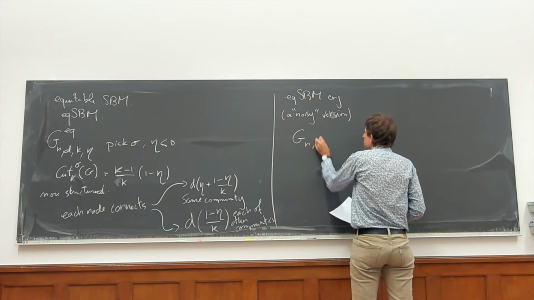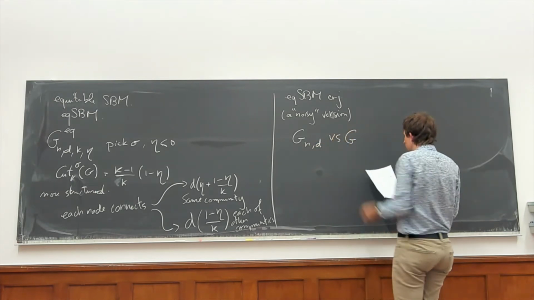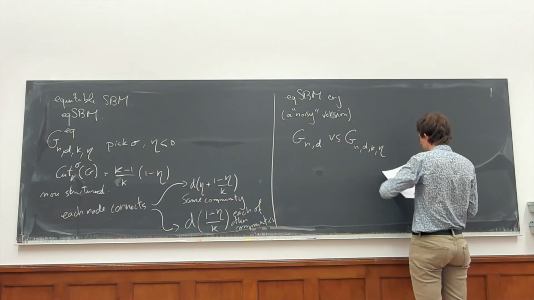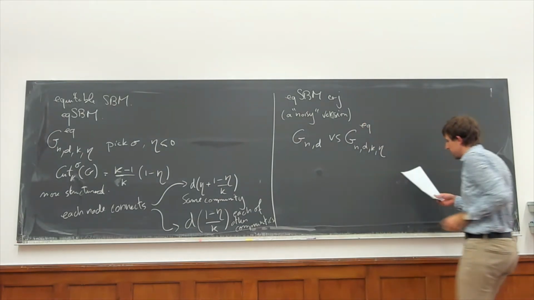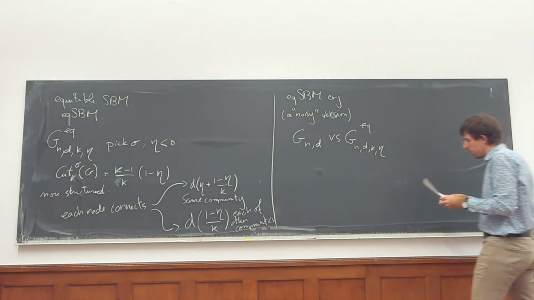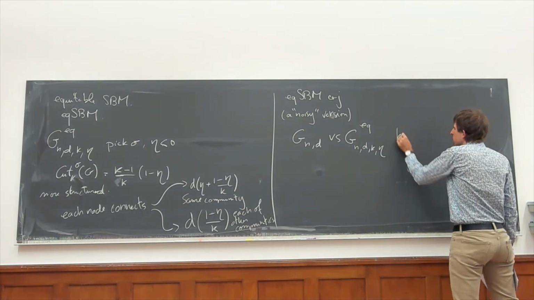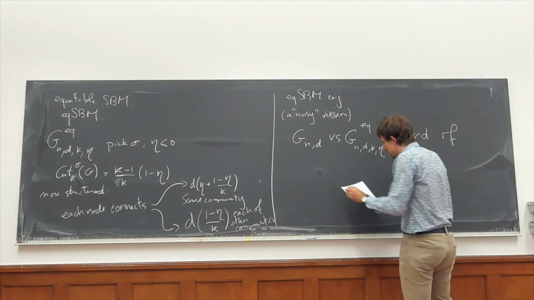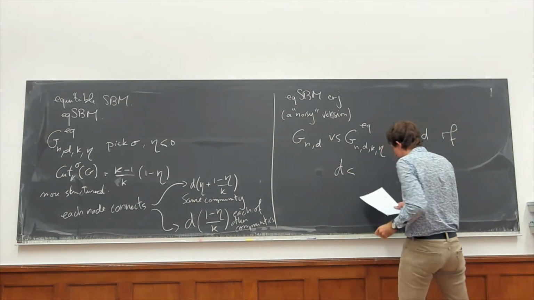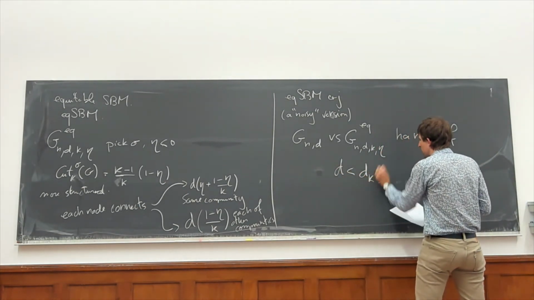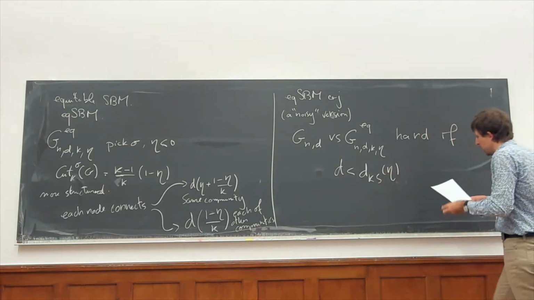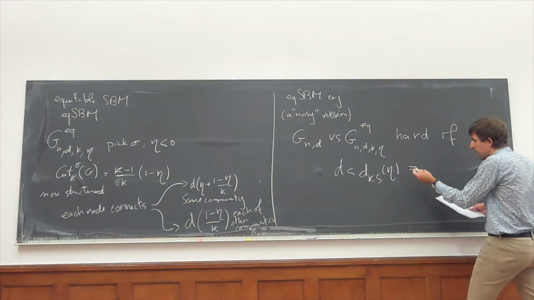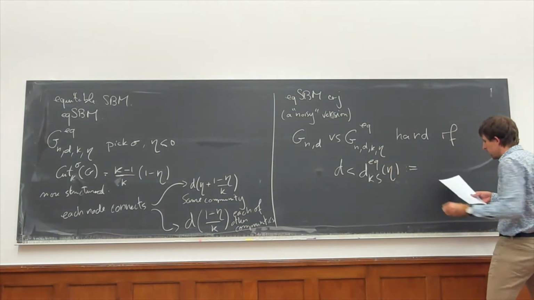The G(n,d) versus G(n,d,K,eta) equitable model is hard to distinguish if d is smaller than the Kesten-Stigum threshold for this equitable model.